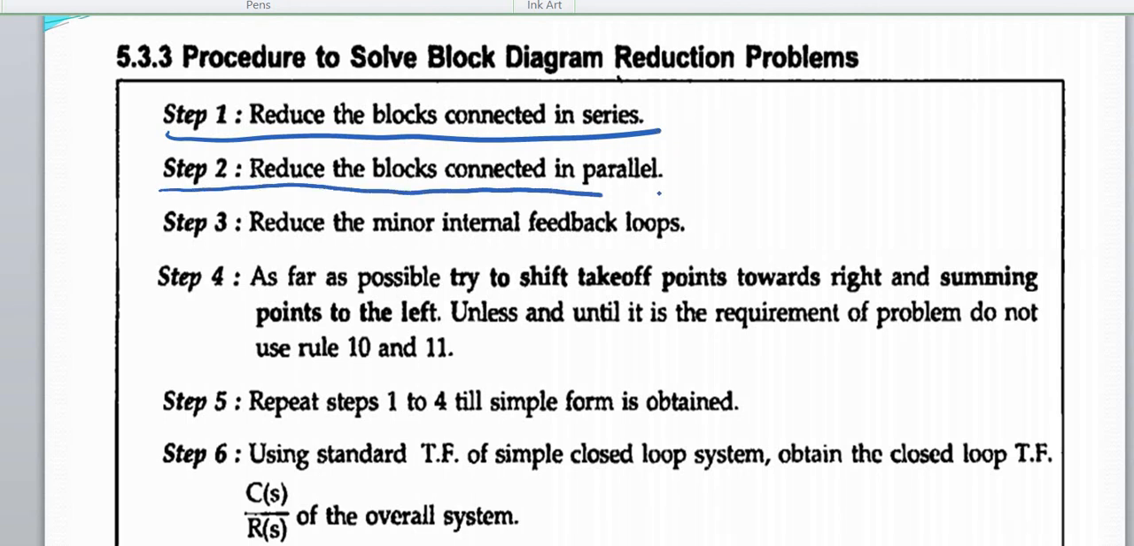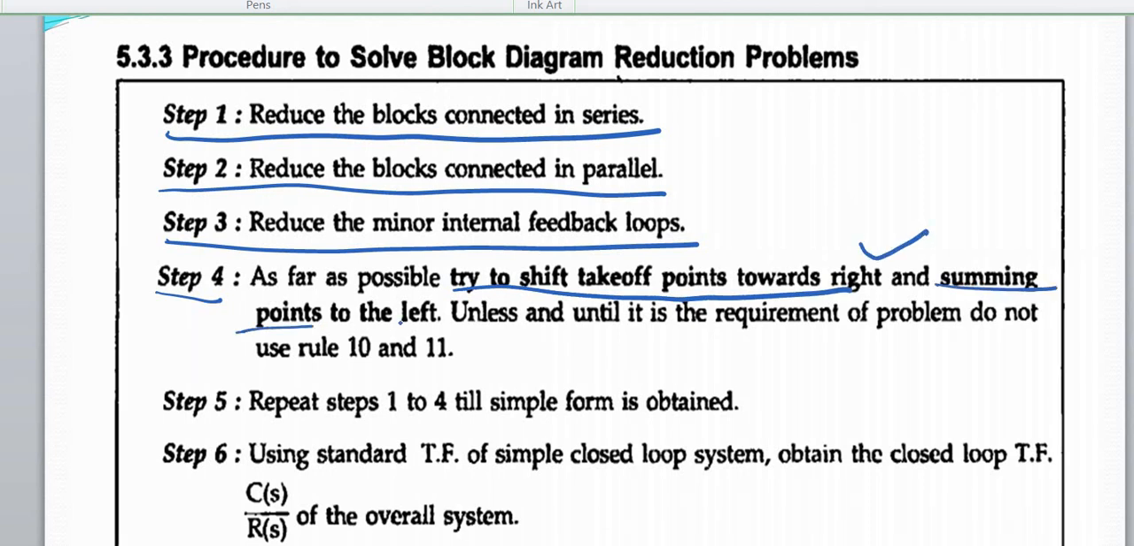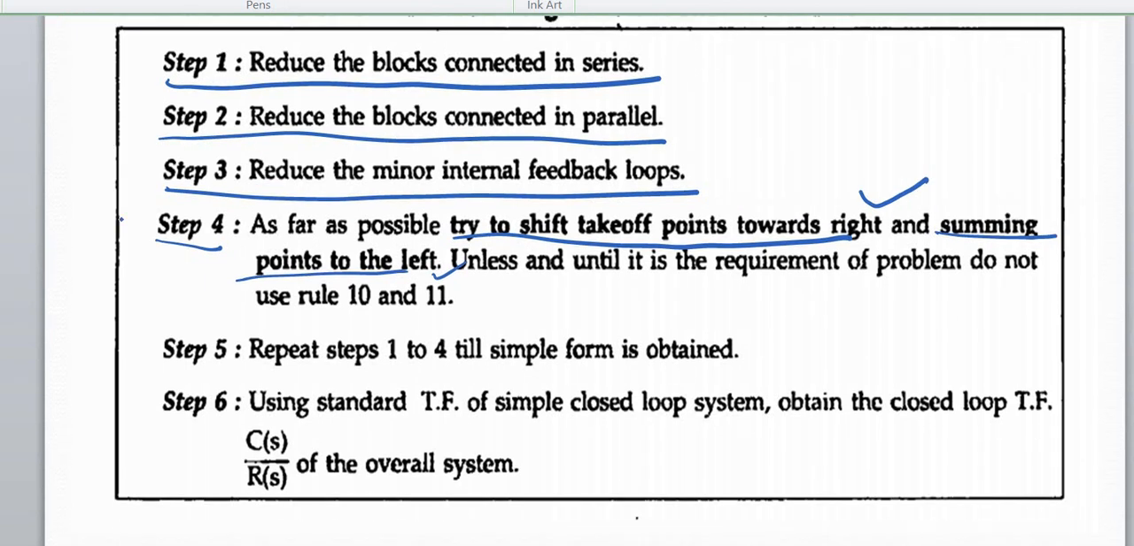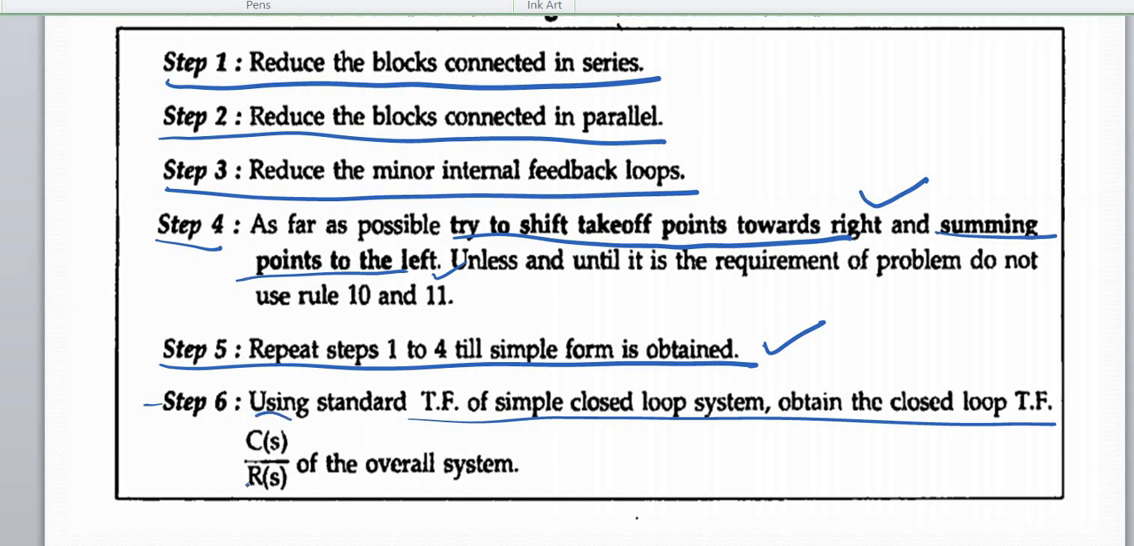Second step, reduce the blocks connected in parallel. Then step 3, reduce the minor internal feedback loops. Then step 4, as far as possible, try to shift takeoff points towards the right and summing points to the left. That is the shifting of summing points and takeoff points. Step 5, repeat steps 1 to 4 till the canonical form is obtained. Then step 6, using the standard transfer function formula, obtain C of S by R of S.